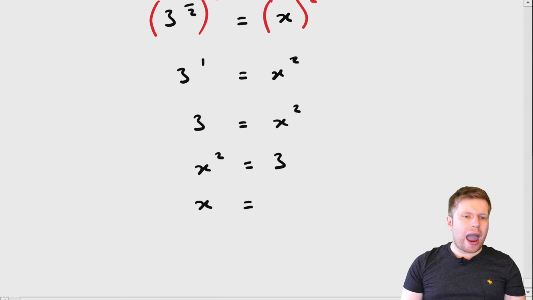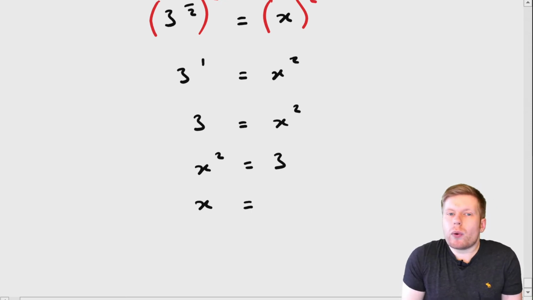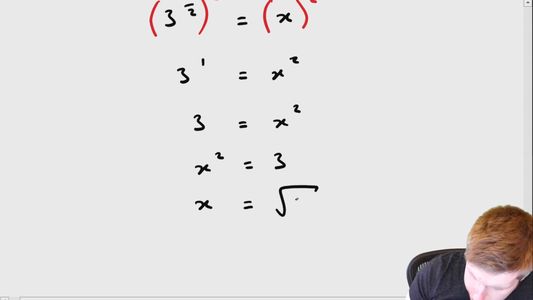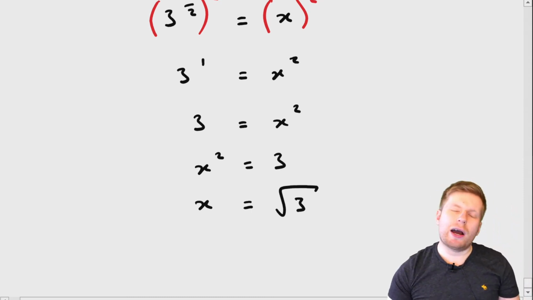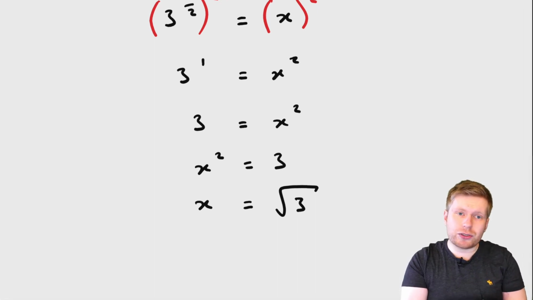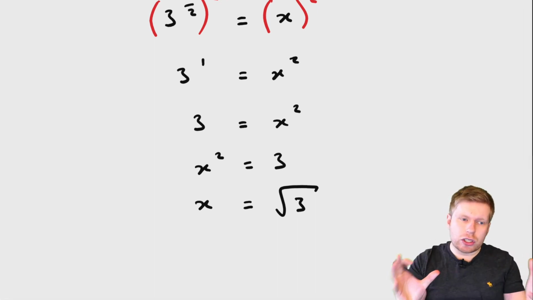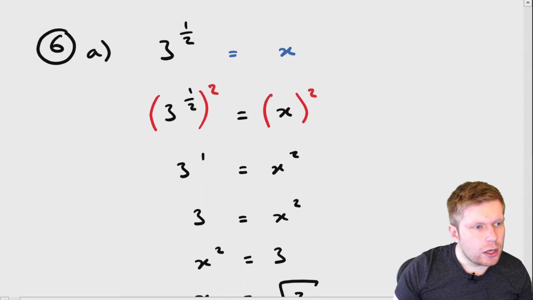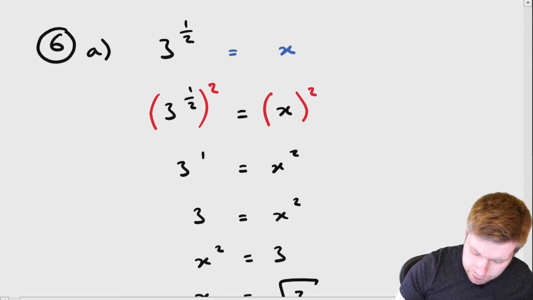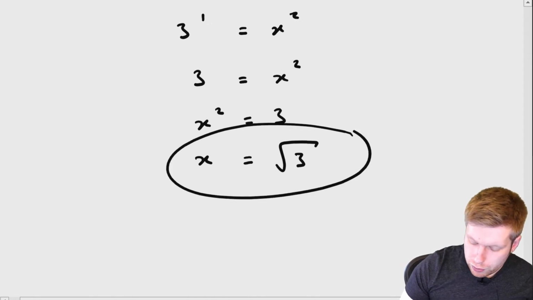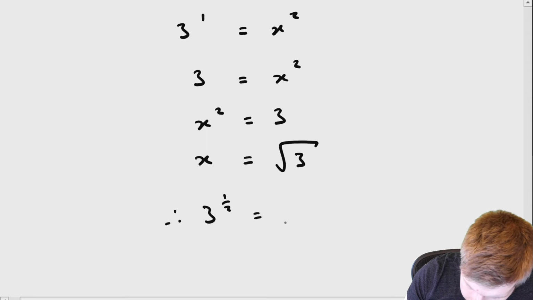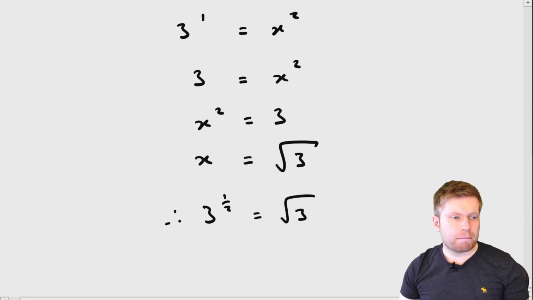In order to get rid of a squaring, what do you do? Well, you do a square rooting. We saw that in the last video, okay? So if I square root this, I get the square root of 3. Now, strictly speaking, I should put plus or minus, but I'm not going to put plus or minus in this case because I just wanted you to notice the pattern, okay? So in other words, the thing which I started with, which was 3 to the power of a half, that was my x, is now equal to the square root of 3, okay? So therefore, 3 to the power of a half should be equal to the square root of 3, okay?